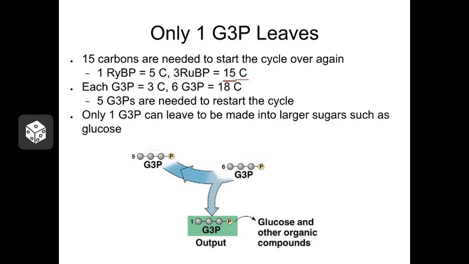Now, let's look at the sugars that we have. We have six of these sugars, and each contains three carbons. 6 times 3 means we have 18 carbons to play with. That means that we can take away one of these sugars and use it for other things, but we really need the remaining five to go back into the cycle so that we can start this process over again. So the profit from this cycle is one little tiny sugar, half a glucose, essentially. And the remaining five sugars go back into the cycle to start it again.